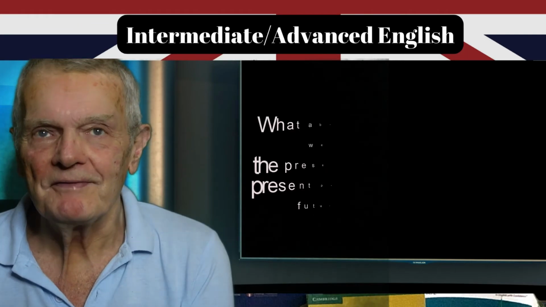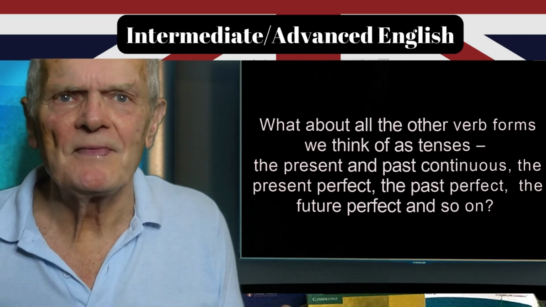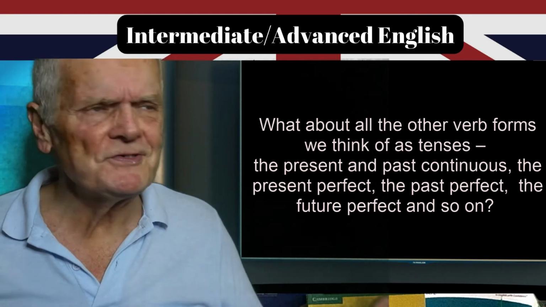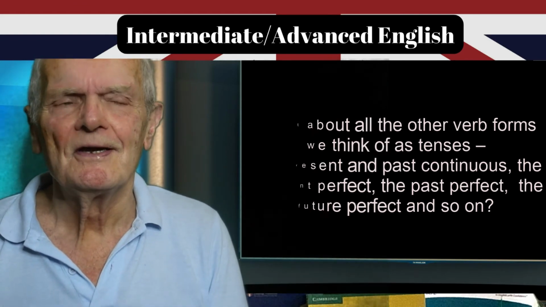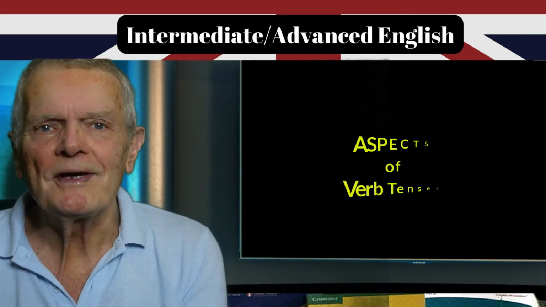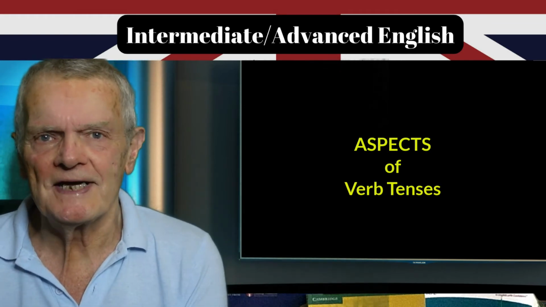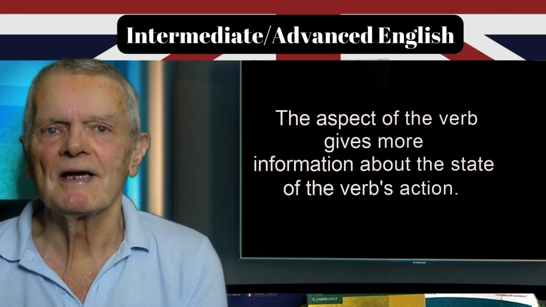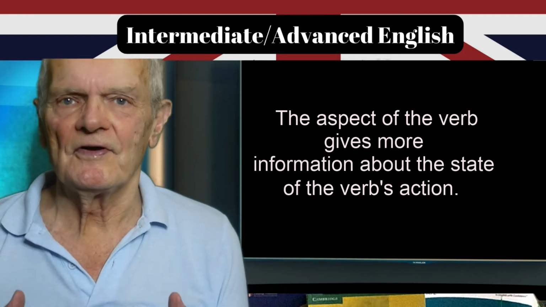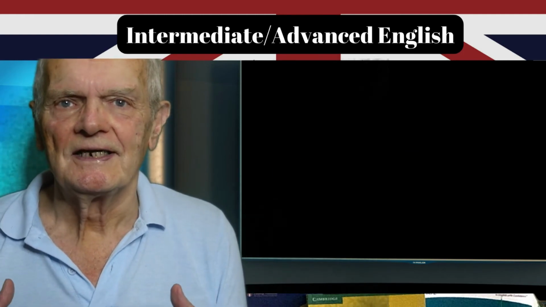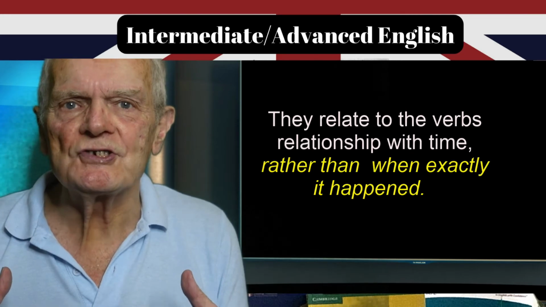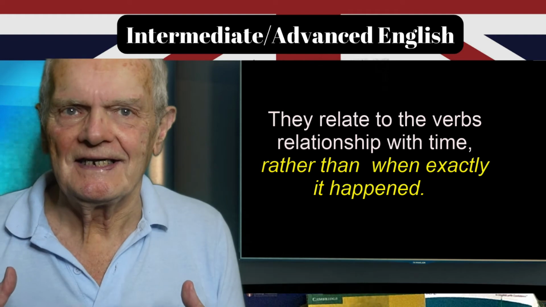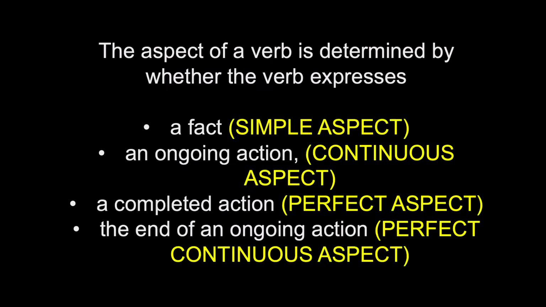Whether or not we think of the future as tense, what about the past and present continuous, the present perfect, the past perfect, the future perfect and so on? Well, really, they're what we call aspects of verb tenses. The aspect of the verb gives more information about the state of the verb, its action. They relate to the verb's relationship with time rather than when exactly it happened.